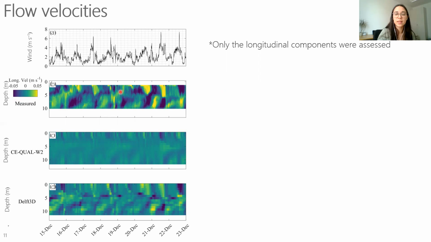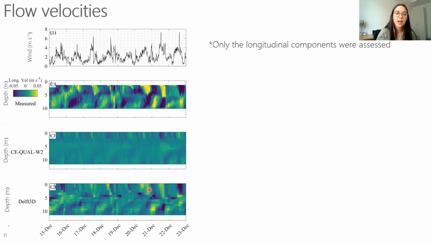So we can see that flow velocities are forced by wind, and then they have this behavior of opposing directions in the middle upper half and lower half of the water depth. Here, C-qual cannot reproduce this pattern. We can see that it is also being forced by wind, but not with the same pattern.